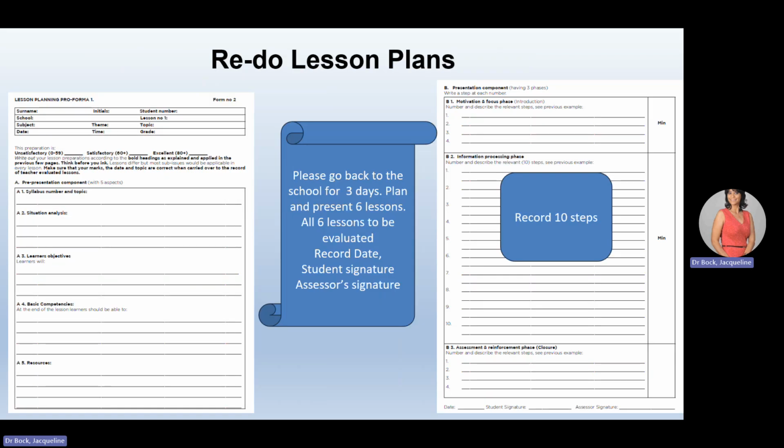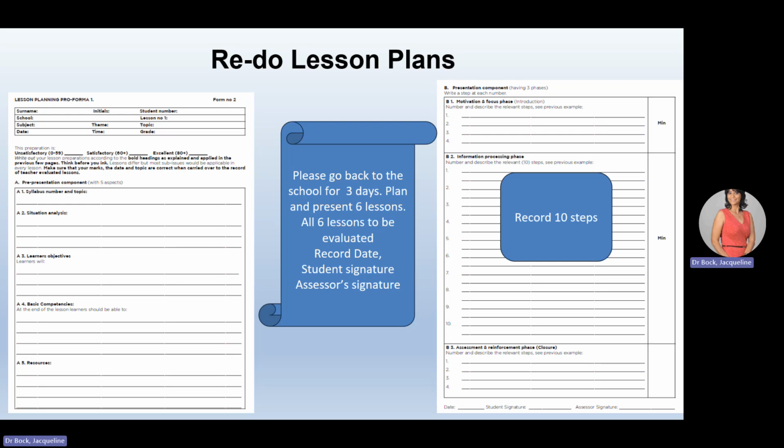Then redo lesson plans. You write it out. We've already spoken about the sections A1, A2, A3, B1, B2, B3. Please go back to the school for 3 days. Plan and present 6 lessons, all 6 lessons to be evaluated. A record date, and then it needs to be recorded. There needs to be a date. The student needs to be signed. The assistant needs to be signed.